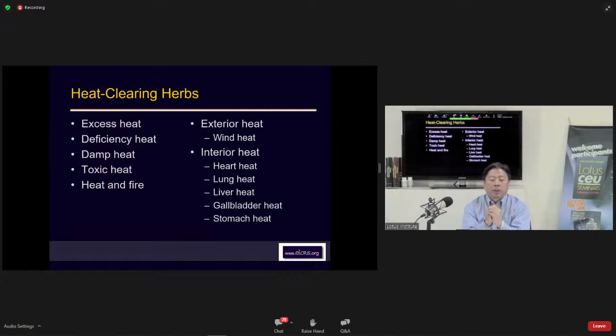So from what you can see on this slide here, in TCM we differentiate heat into excess heat, deficiency heat, damp heat, toxic heat, and also heat and fire. And also, depending on where the heat is, it could be exterior heat, most often wind heat, or perhaps it has traveled to the interior, and then it could affect different organs, whether heart, lung, liver, gallbladder, stomach, and so on. All right, so differential diagnosis is very important when you treat heat.